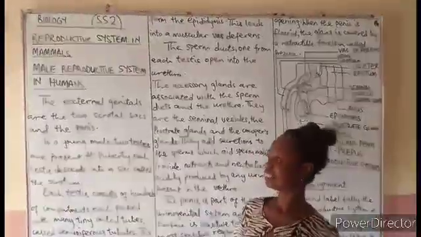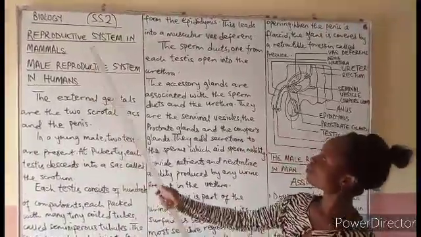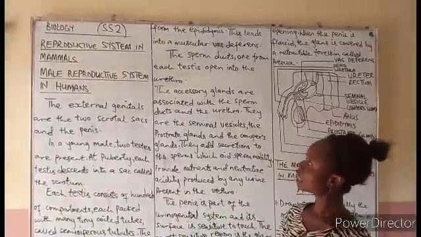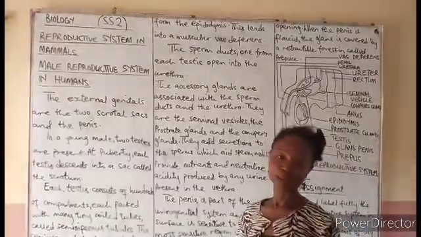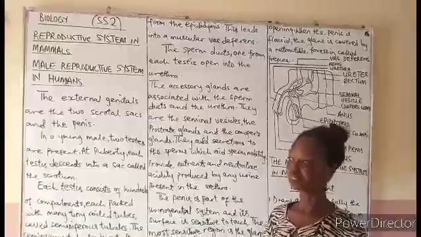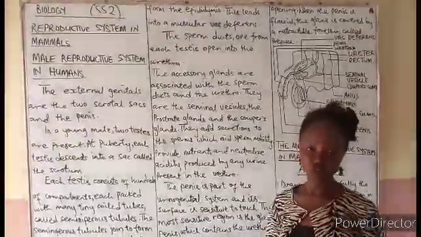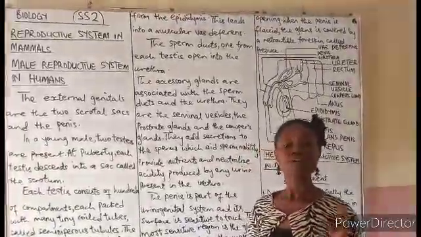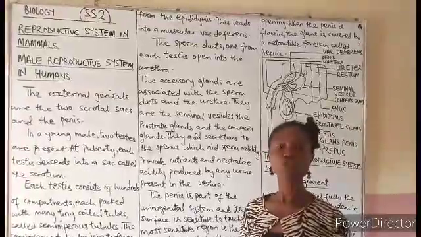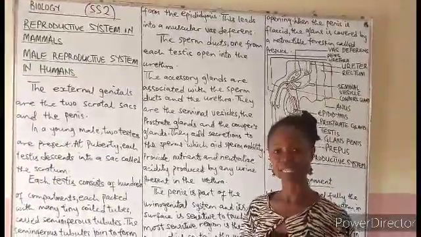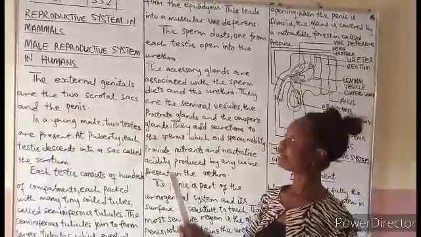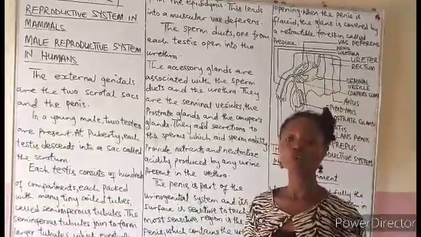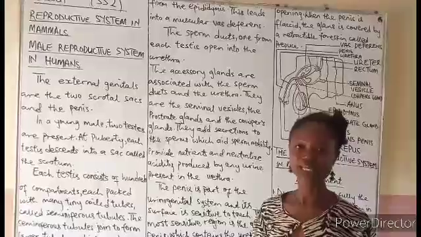Today we have a topic titled Reproductive System in Mammals. Before we go to the topic, what is a system? Remember when I taught you in SS1 the levels of organization of life? I told you that a system consists of two or more organs that work together to achieve a particular purpose. So we are talking about the different organs that work together to bring about reproduction in mammals.